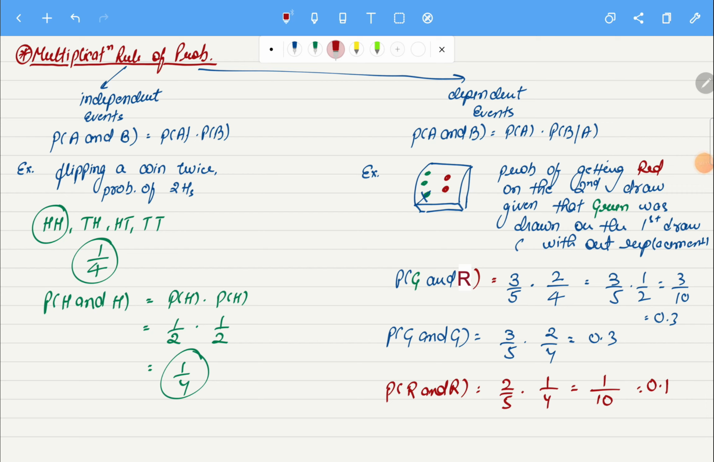So this is the rule of multiplication. I hope things are much more clear now, and if you have to find probabilities using the rule of addition and the rule of multiplication, you will be able to do it now.